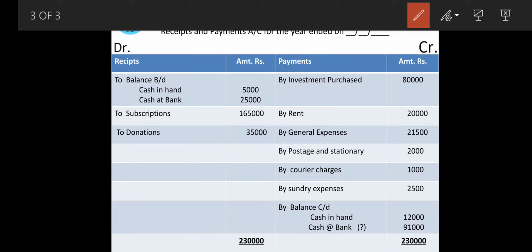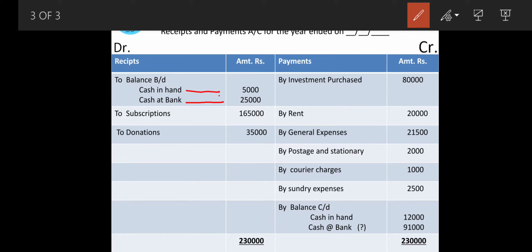So the very first is opening balance. In that, cash in hand and cash at bank. Now both are what? Opening balance. So in the receipts and payments account, opening balance is to be transferred to the debit side. So have a look on the screen. It is written: to balance brought down, cash in hand, cash at bank, 5,000 and 25,000 respectively.